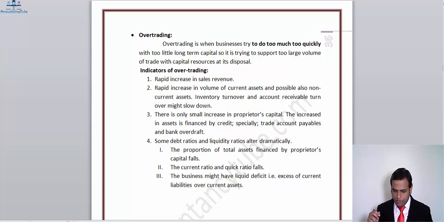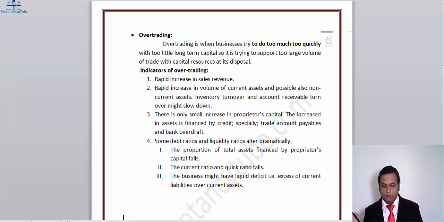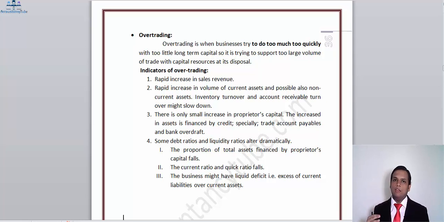The business might have a liquid deficit, i.e. an excess of current liabilities over its current assets. Doing too much too fast means there is an excess of current liabilities over current assets, and when this scenario happens, you know that this business is heading towards overtrading.